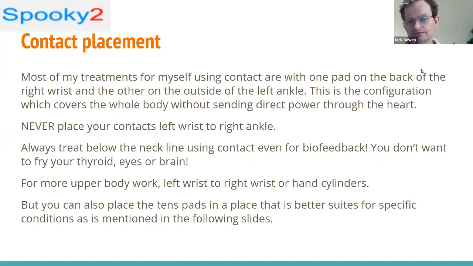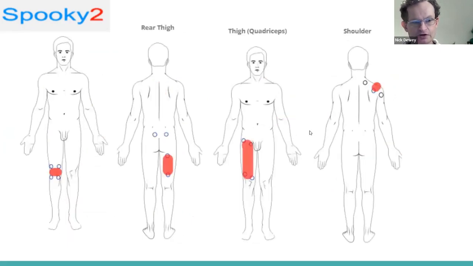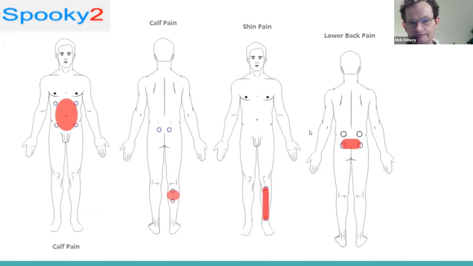But it is also possible to be a bit more specific, taking into account the condition that you've got. And the following slides will give you a basic illustration of some of the ways in which the current would flow for various different problems. Okay, you've got your sciatica, your upper back, elbow, your hip and buttock. There's different ways of placing it there. Your knee, rear thigh, quadriceps, shoulder. Okay, abdominal region. If you've got calf pain, there's places to put it there.